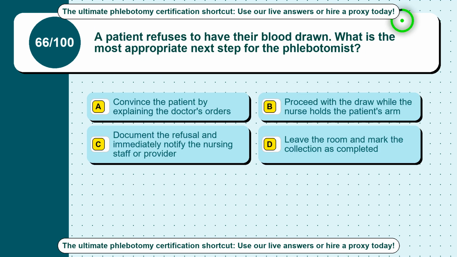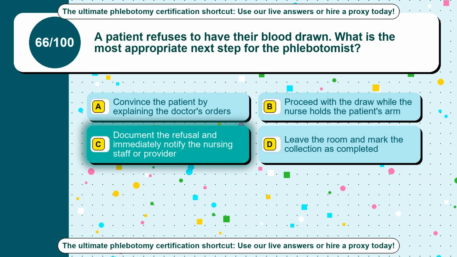Question 66. A patient refuses to have their blood drawn. What is the most appropriate next step for the phlebotomist? Option A. Convince the patient by explaining the doctor's orders. Option B. Proceed with the draw while the nurse holds the patient's arm. Option C. Document the refusal and immediately notify the nursing staff or provider. Option D. Leave the room and mark the collection as completed. The correct answer is option C.